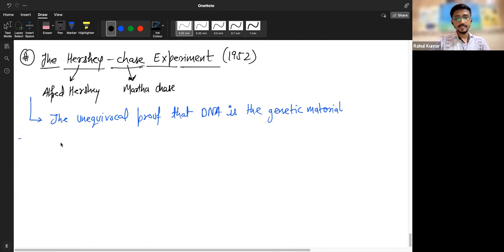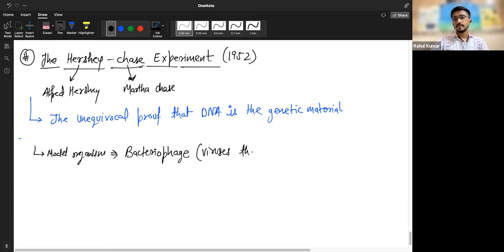So for this they took a bacteriophage. You know what a bacteriophage is? The model organism they used was the bacteriophage. Now the name has bacteria in it, but they are not bacteria. Bacteriophages are the viruses that kill bacteria. So they only attack bacteria.